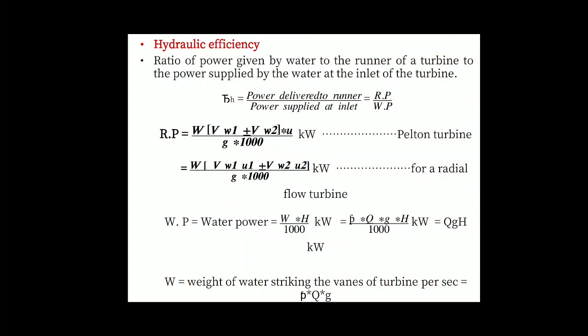Where runner power is equal to W into (VW1 plus VW2) into U divided by 1000 G in kilowatts for the Pelton wheel. Now for a radial flow turbine, the equation will be W into (VW1 U1 plus VW2 U2) by G into 1000 in kilowatts, where WP is the water power, which is equal to W into H by 1000 kilowatts. So W can be equated to rho G Q into H by 1000 kilowatt.